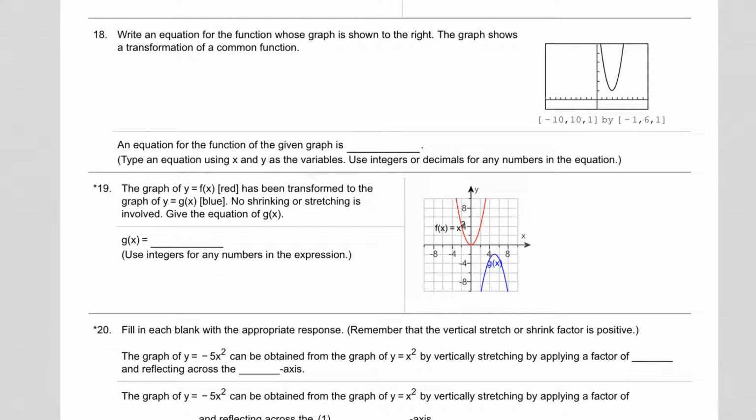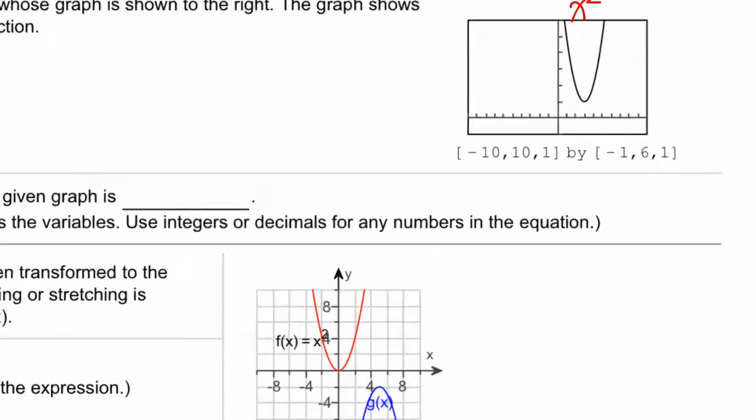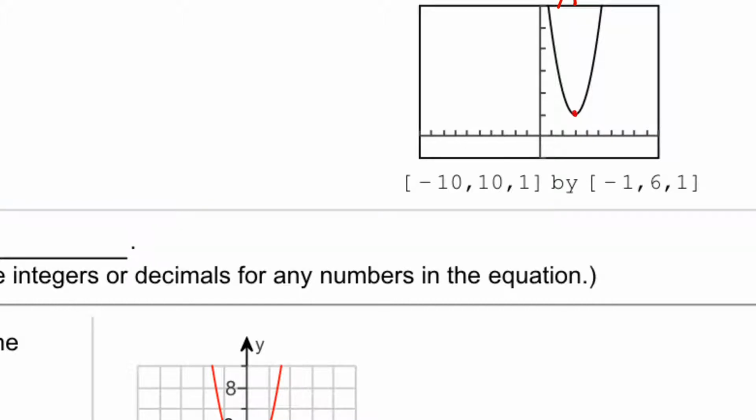Now we're going to switch it up and start actually writing the equation. So first of all, we see the parent function, that's x squared. And then if we look closer, this vertex is at the point, so it's 3 for x, and this right here is 1.